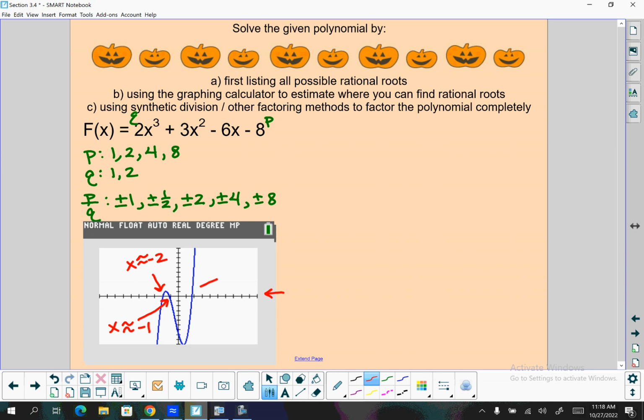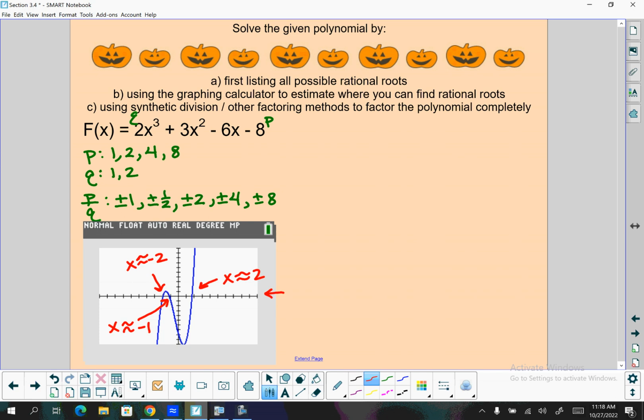The other one, the closest it's going to get to is 2 on my list. Okay, again, those are just estimations. This helps us figure out what to try to divide first. Out of those 3 numbers, which one are you most confident about that it actually is an x-intercept? -2. Okay, so after we've graphed it, our next step is to use synthetic division.